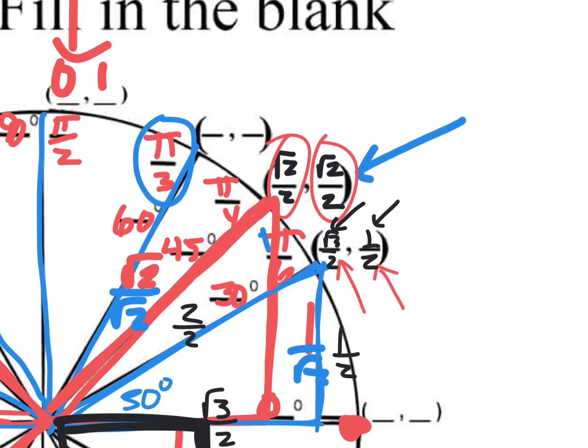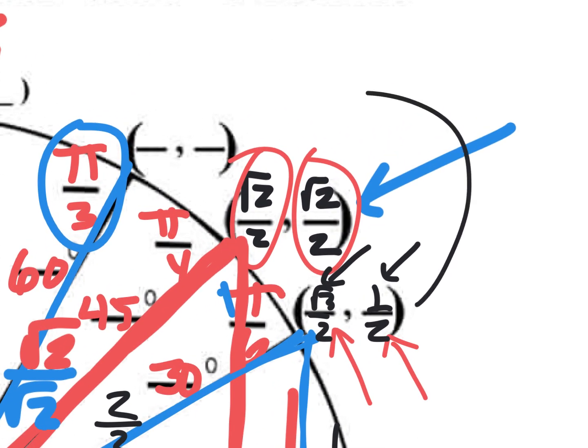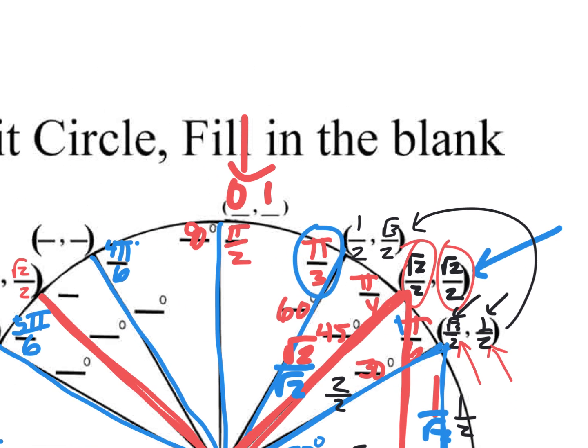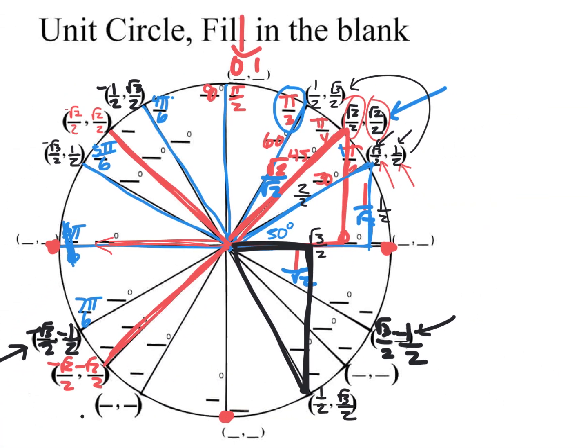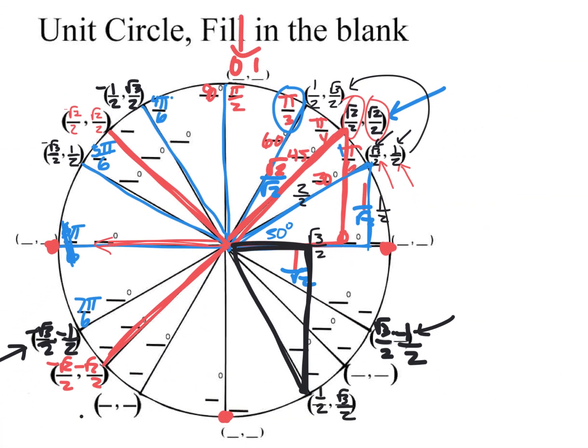So if that's true, then this one kind of just tells me this one, because they're both 30, 60, 90 triangles with just the 30 and the 60 moved. So then this must be 1/2, and this must be root 3 over 2. 1/2, root 3 over 2, except this one's negative. All right, I think you can see how this could be tedious, but not incredibly hard.